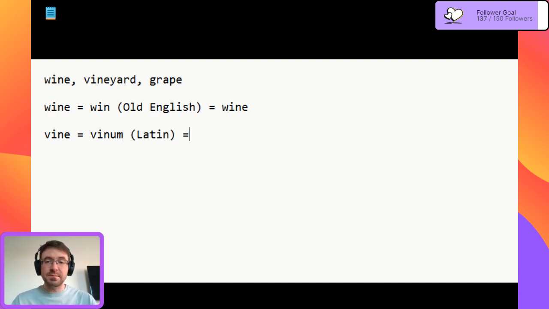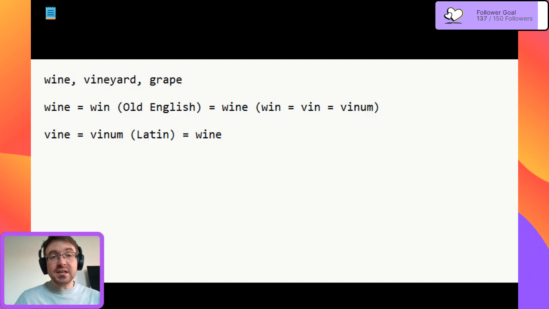And this word also means wine. Now, if you go back far enough, the word win comes from a pronunciation change from the word vin, which also comes from vinum, from the Latin word for wine originally. So both of these words come from vinum, from Latin, but because of the pronunciation change that happened in Old English, we have this difference that takes place here.